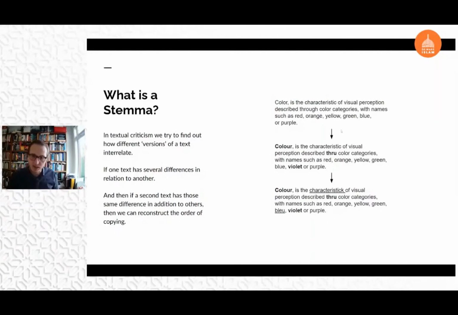And what we can say is, well, clearly, this was the original text. Then some changes were made, and then someone else took this text, the second text, and made even more changes, but kept all the old changes. And that way, we can see a kind of interrelationship to these texts. Now, we can do this to the Quran, too.